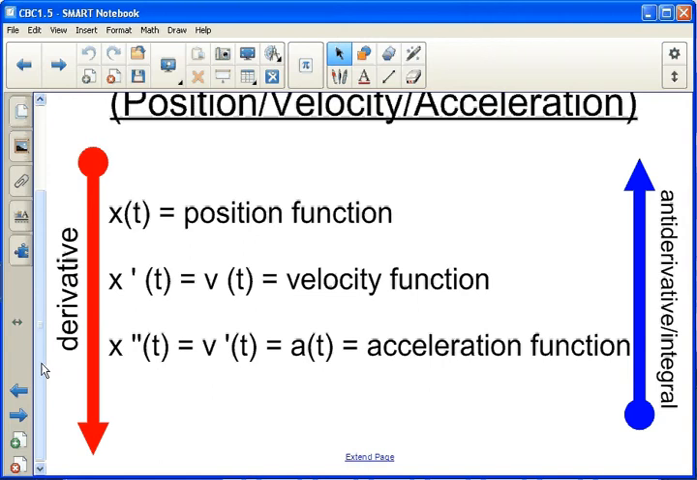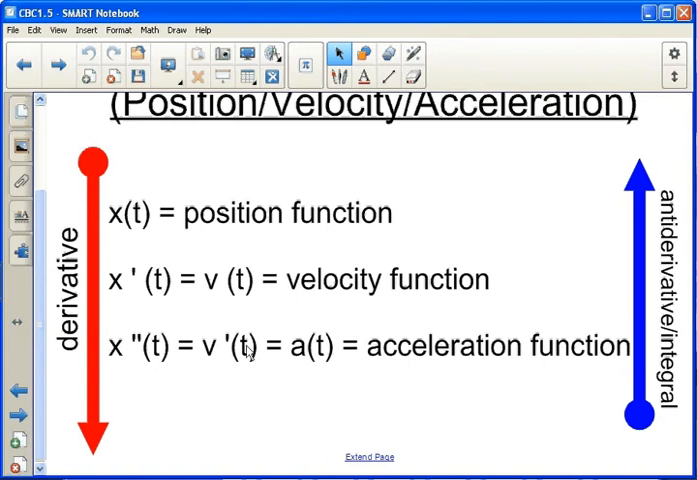The position function you can look at as the original equation. Then the velocity function is the first derivative. The acceleration function is the second derivative. So if you go down this list, if you look over here to the right where it says derivative, if you want to move down this, in other words from position to velocity or from velocity to acceleration, you take the derivative.